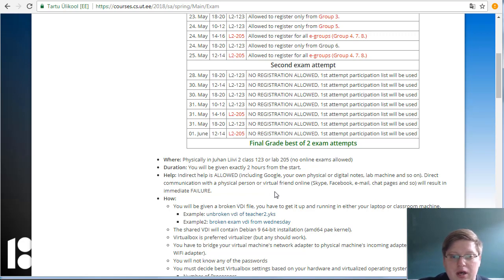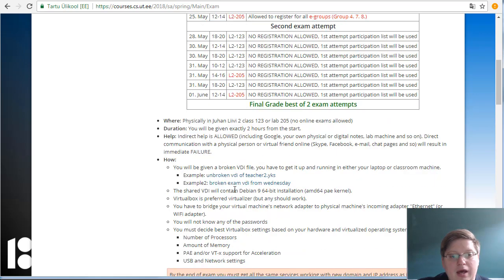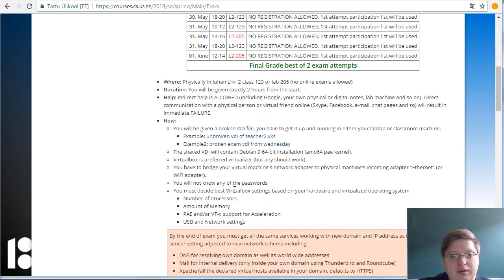For example, any Skype, Facebook, email sent to direct person outside of the exam room is considered immediate failure and you will be asked to leave the classroom and get a failure marked in your study information system.